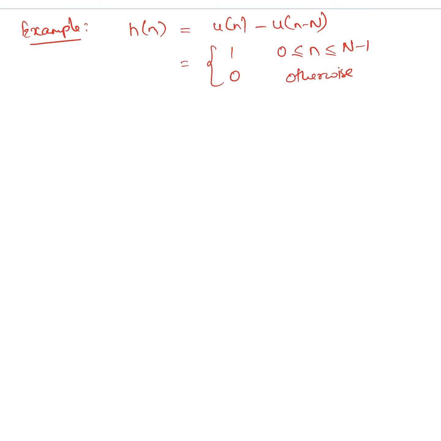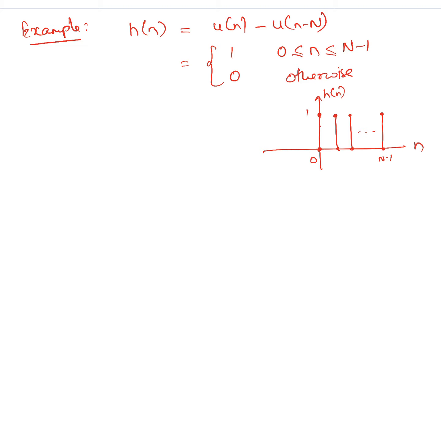First of all, let's draw this sequence just to have a better idea. That is 0, 1, 2, so it will take the value 1 at 1, at 2, and up to N minus 1. So this is your 0. It says that between 0 and N minus 1, it will take value 1, otherwise it would be 0.